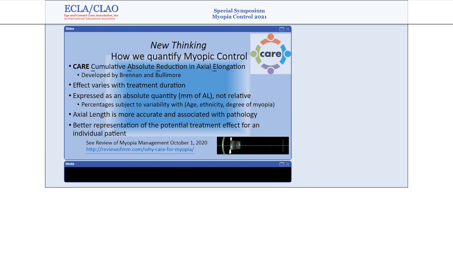Some of the new thinking that Dr. Walline mentioned just previously has to do with the overall effect, the cumulative effect of how we reduce axial elongation. We know that the effect varies with the duration of treatment. After the first year, there are changes. It also is variable on a number of factors relative to age or degree of baseline myopia.